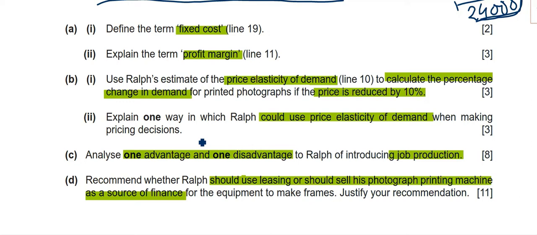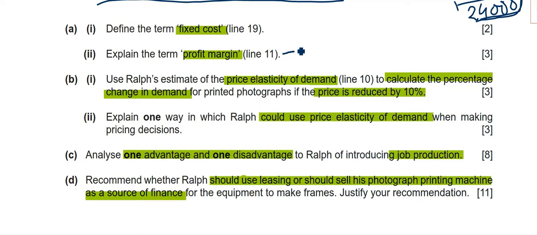Part 2 is asking, explain the term profit margin. So profit margin is simply how much profit you're making from the selling price that you're charging. So we can explain the profit as the difference between the total revenue and the total cost, and profit margin is the difference between the revenue and the cost, expressed as a proportion of revenue, divided by the revenue. So basically this is your profit as compared to the sales that you are making.